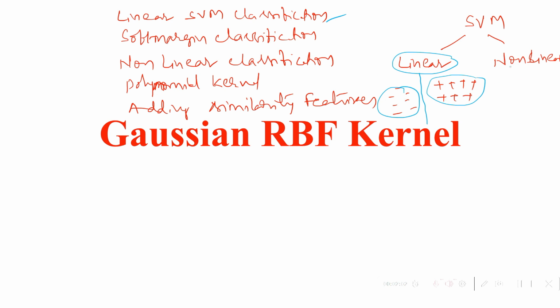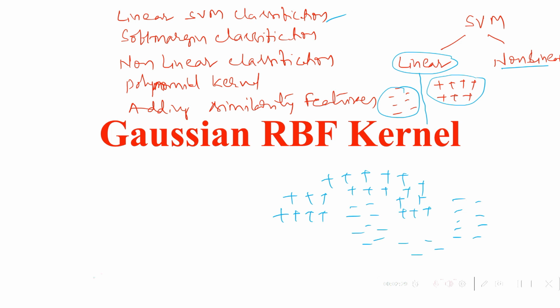Then we apply the concept of non-linear SVM classification for non-linearly separable data. That means, for example, the data set contains positive points like this, like a half-moon data set, and we are unable to classify these data points in a linear fashion. So at that time we apply the non-linear fashion to classify this type of data set. Simply, this is called non-linearly separable data. Here we apply the concepts of polynomial kernels and add similarity features based on the existing data set.